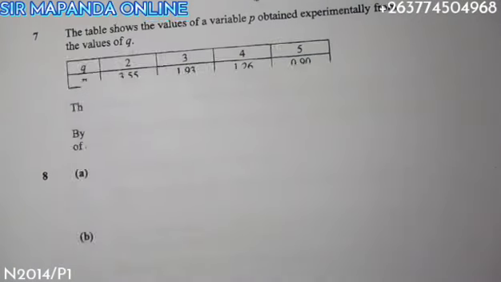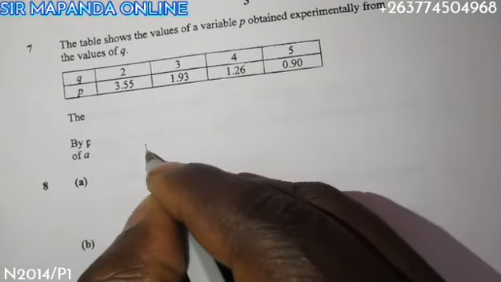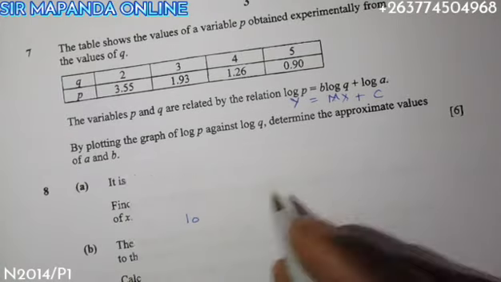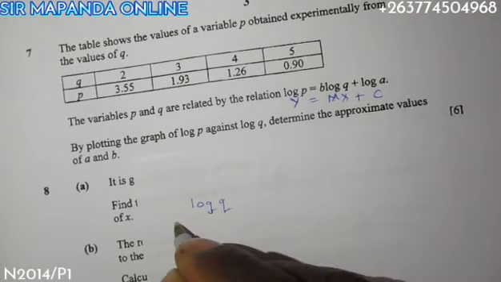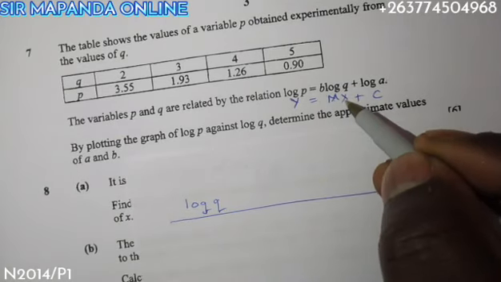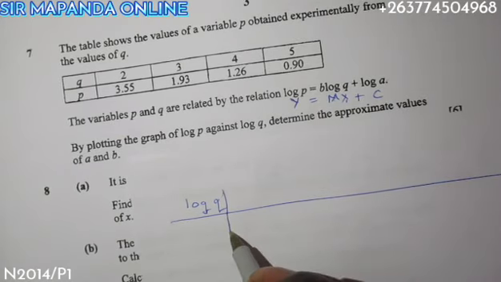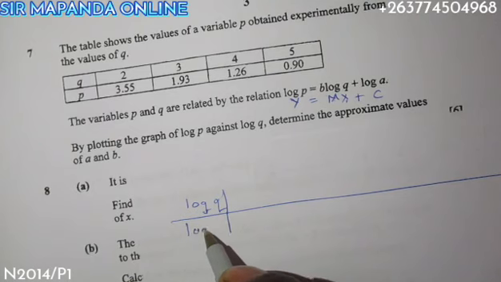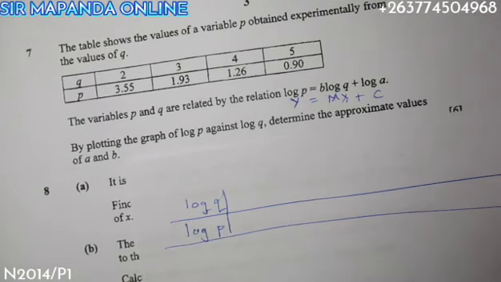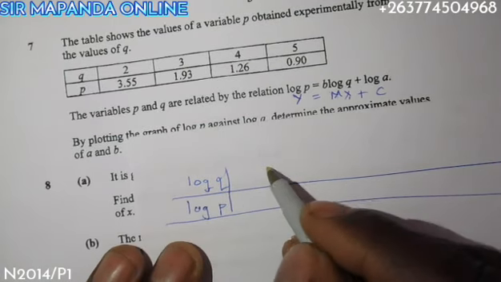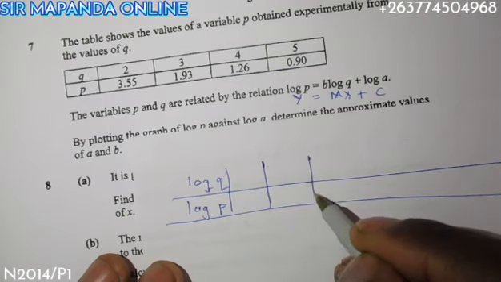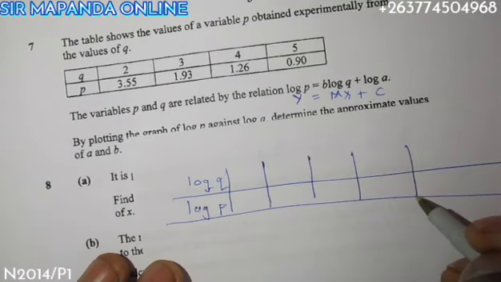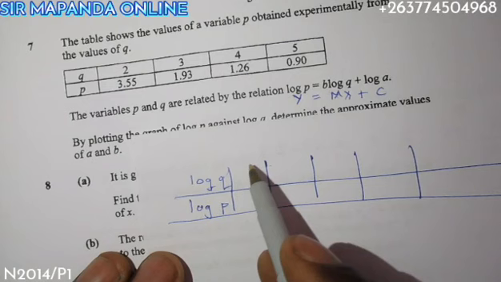Right. So I'm going to have log Q to represent the x values. Then log P is representing the y values below. So how do you find how many columns do you have? 4. So 1, 2, 3, 4.